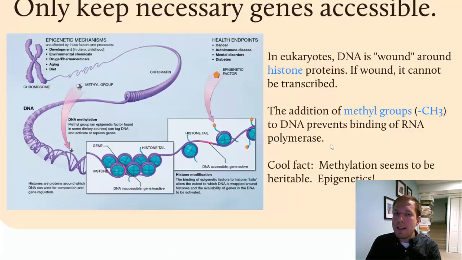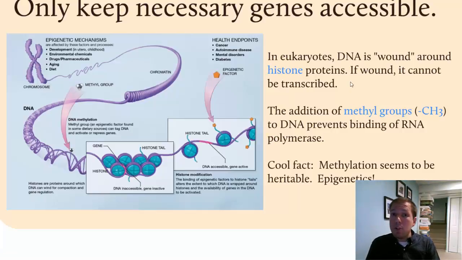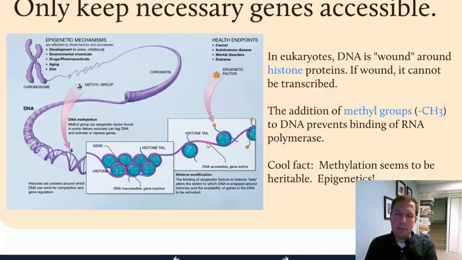Those methyl groups can be present at birth, or they can be added or removed due to environmental factors over the course of one's lifetime. Additionally, if a sequence of DNA is wound around histone proteins, then that region of DNA cannot be transcribed. So DNA that is within the histone is inaccessible, while sequences of DNA in between histones remains accessible and can be transcribed.